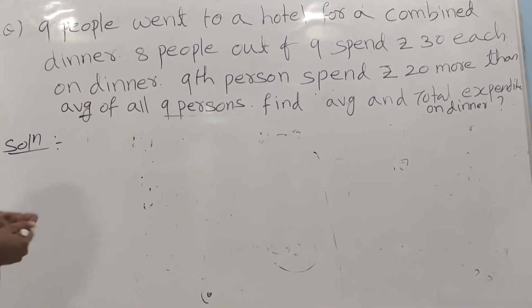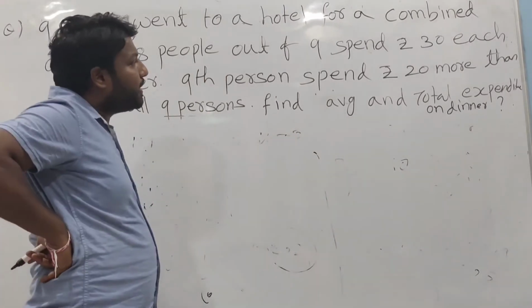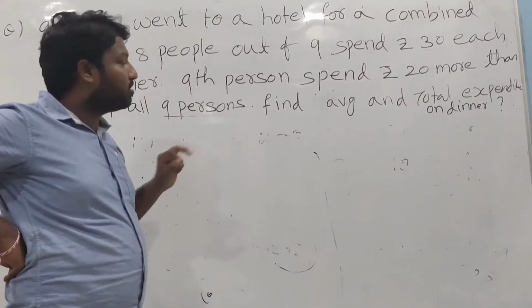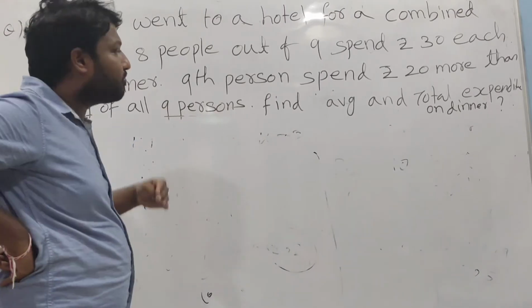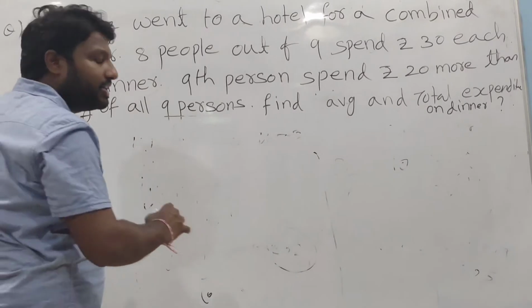Now 9 people went to a hotel for a combined dinner. 8 people out of 9 spent rupees 30 each on dinner. The 9th person spent 20 more than the average of all 9. Find the average and total expenditure.